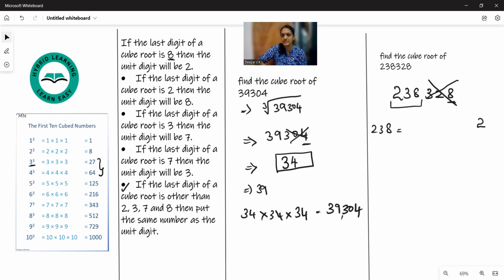Now you look at the table to find the nearest cube to 238. Looking at the table: 1, 8, 27, 64, 125, 216, and then 343. So 238 lies between 216 and 343, and I have to take the minimum value. So I am taking 6 cubed. You write 6 here. So the cube root of the given number is 62 cubed, that is 62 into 62 into 62, which is about 238,328. So the answer is 62 cubed.